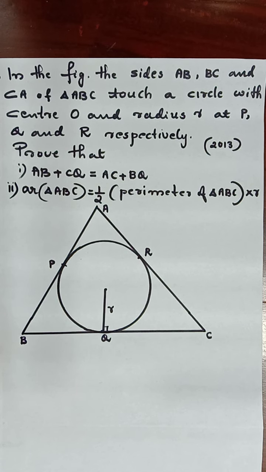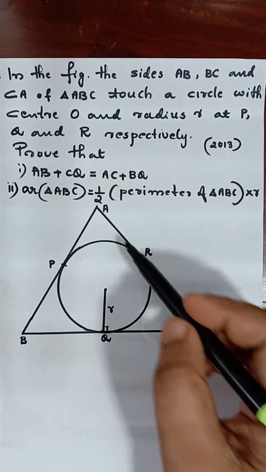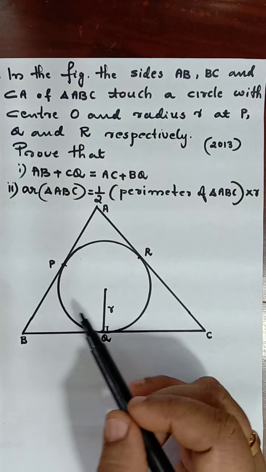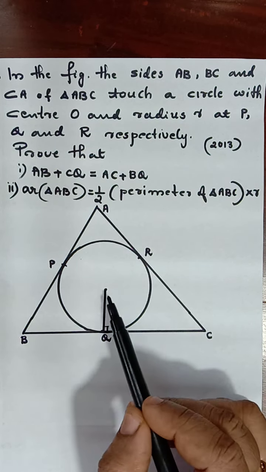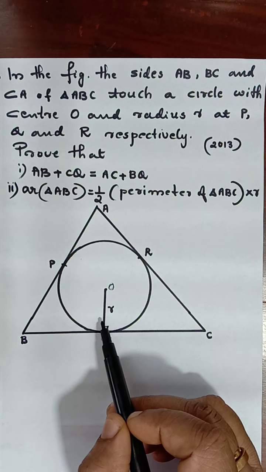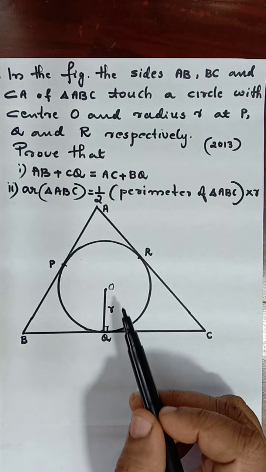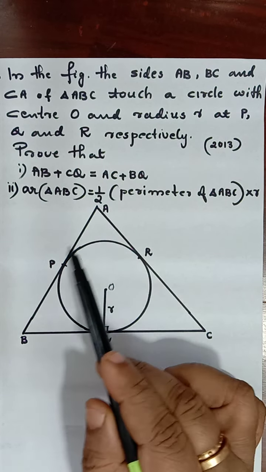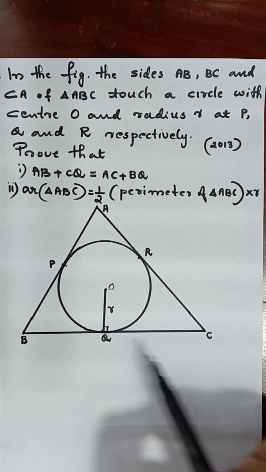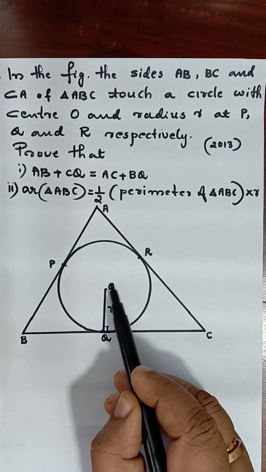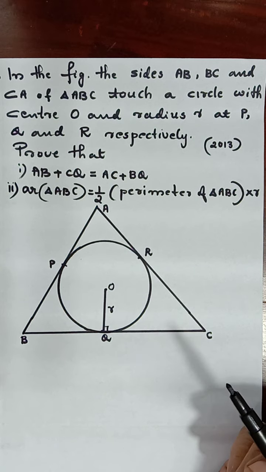Let us see the third question. In the figure, sides AB, BC and CA of triangle ABC touch a circle with center O and radius r at P, Q and R. The circle is touching the triangle at 3 points P, Q and R. Its center is O and radius is r.